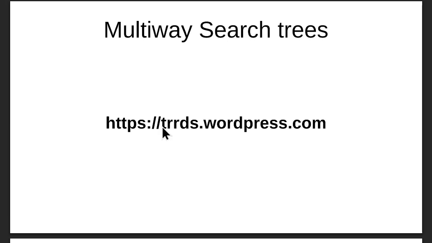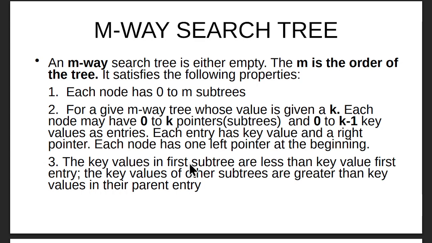So hello everyone. Today I am going to talk about multiway search trees. So multiway is nothing but M-way search trees in short, and M is the order of the tree. So each node in an M-way search tree has 0 to M subtrees.